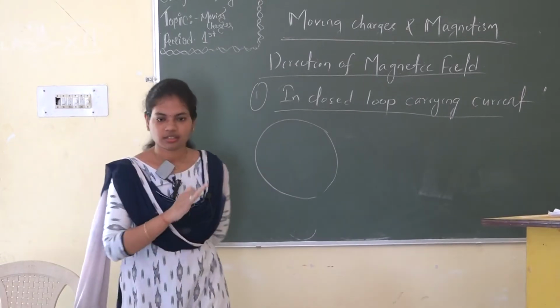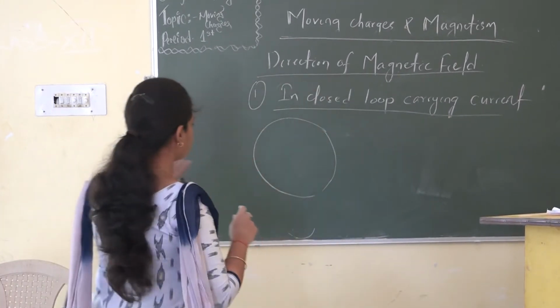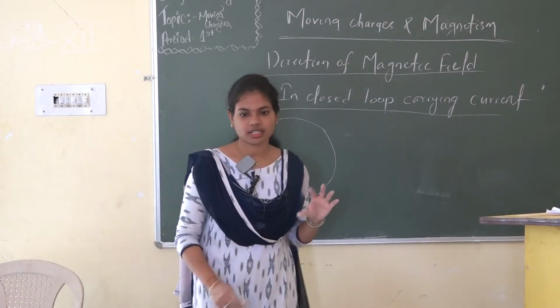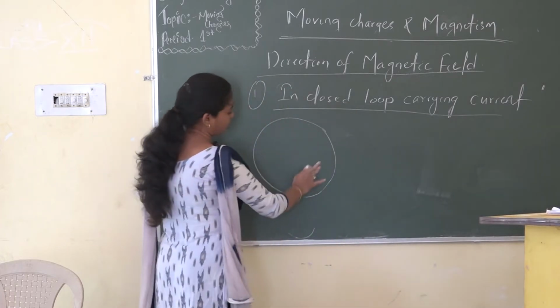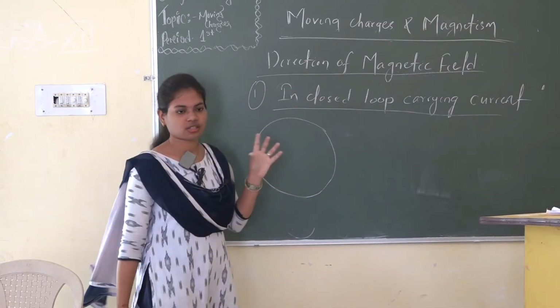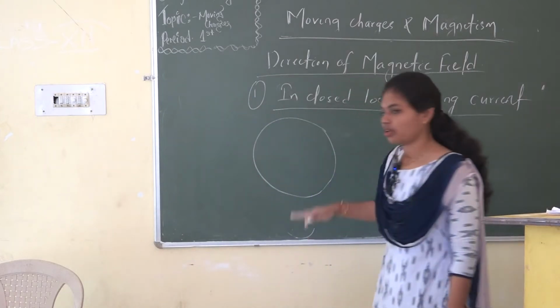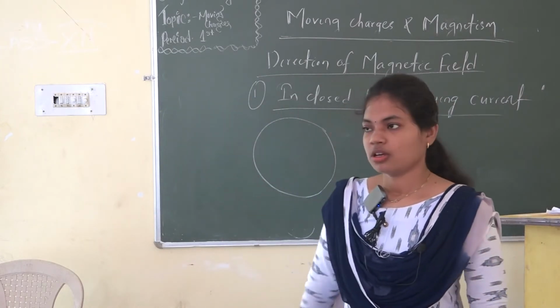Suppose this is a wire. Is it a loop or not? Yes, it is a loop. It is a closed loop because every side is closed. No side is open. It is a closed loop.